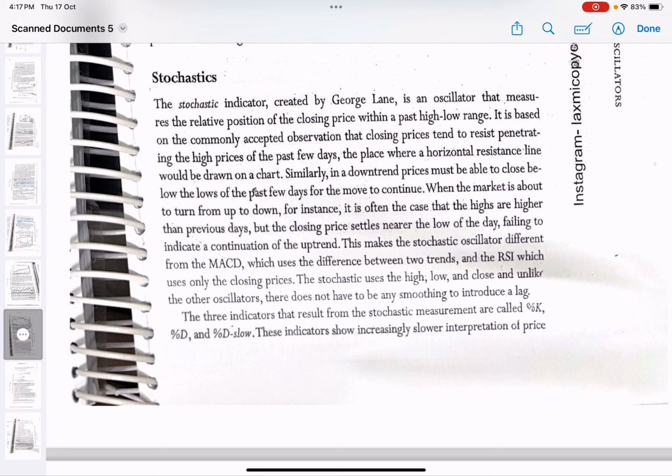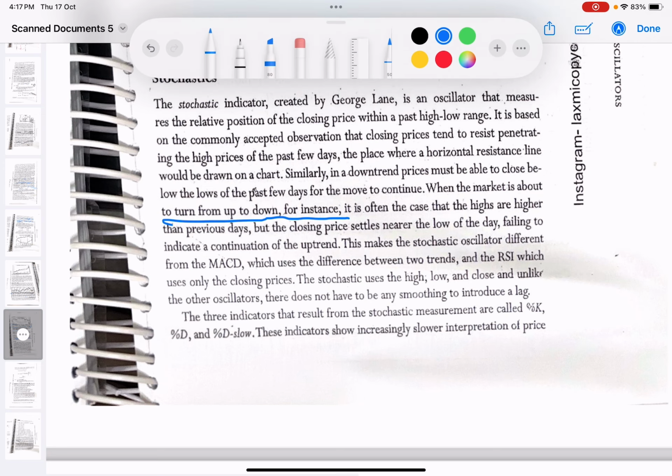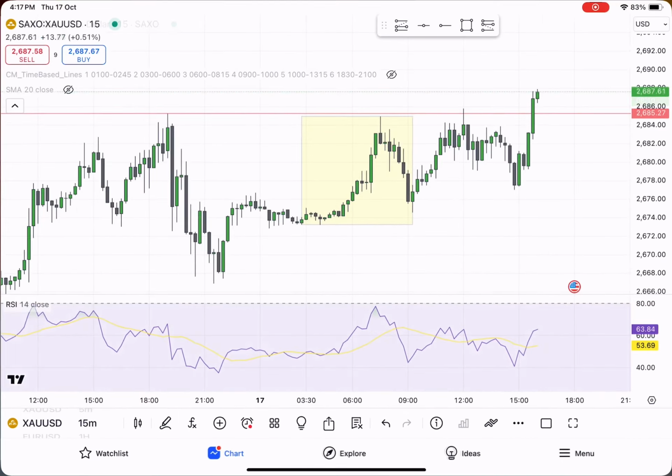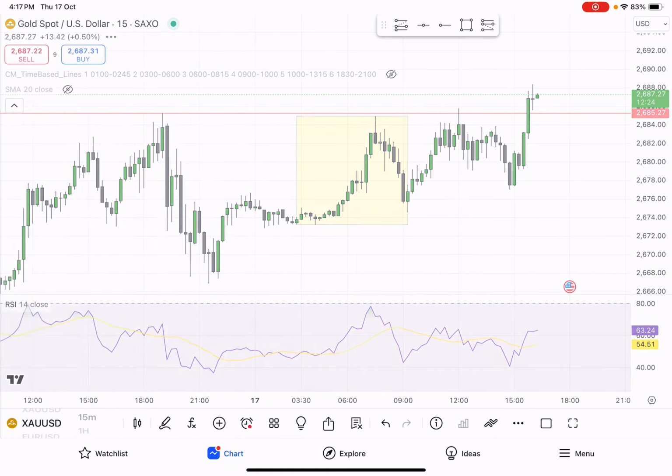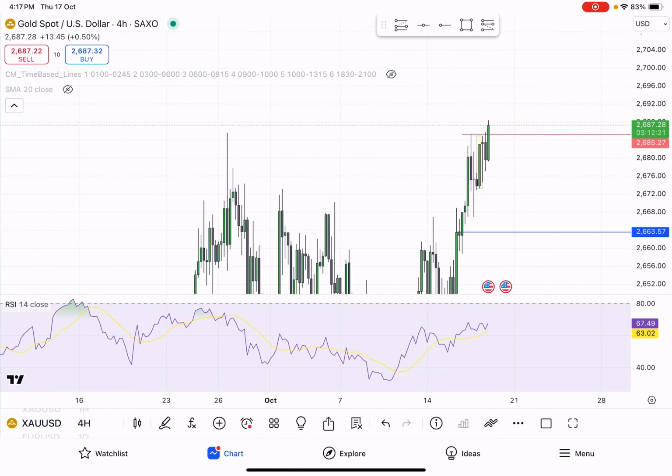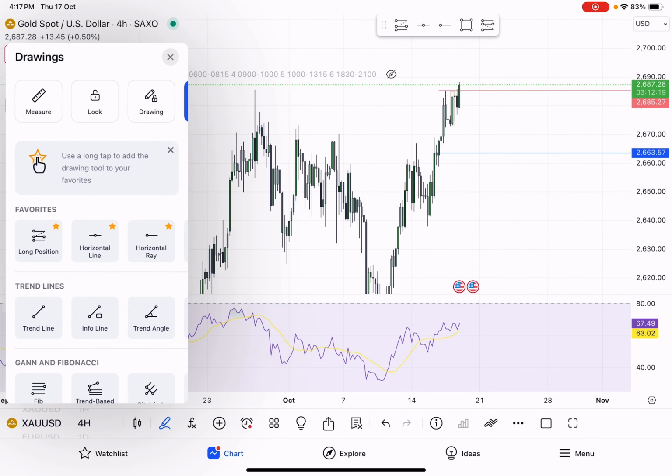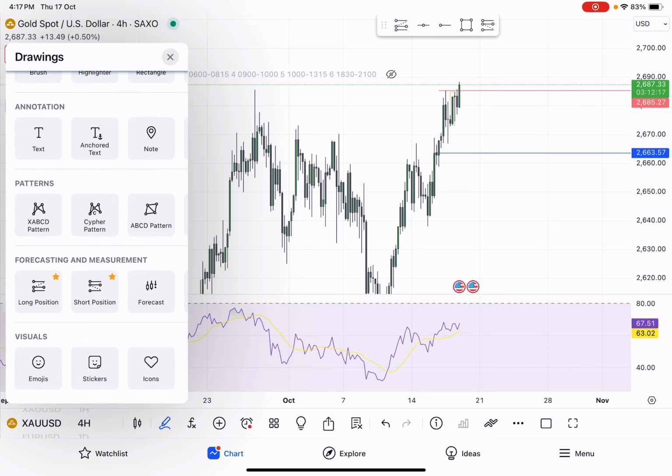When the market is about to turn from up to down, it is often the case that the highs are higher than previous days, but the closing price settles near the low of the day, failing to indicate a continuation of the uptrend. Now, I can give you a good example of this right now on the gold chart. So, look at this. The price has been clearly rallying.